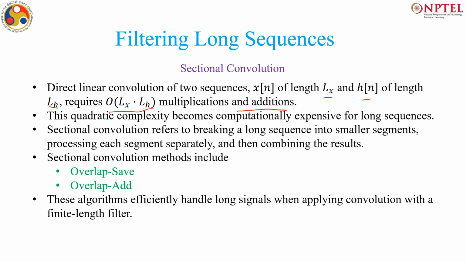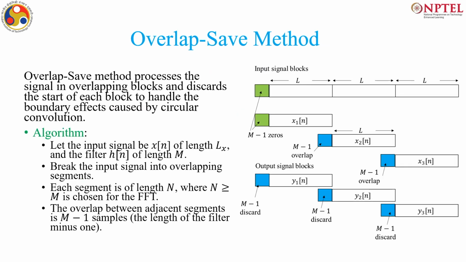The two popular methods of achieving this are called the overlap save method and the overlap add method, and these two are collectively called sectional convolution, because we are dividing the signal into sections and then performing the convolutions. Okay. So, what are we doing? The first method is the overlap save method.